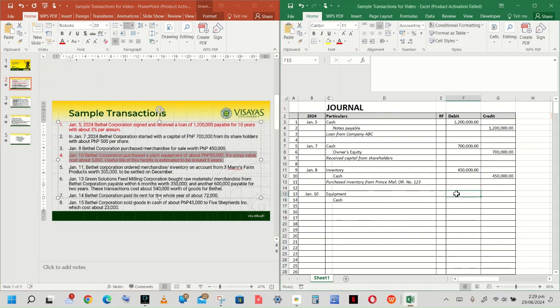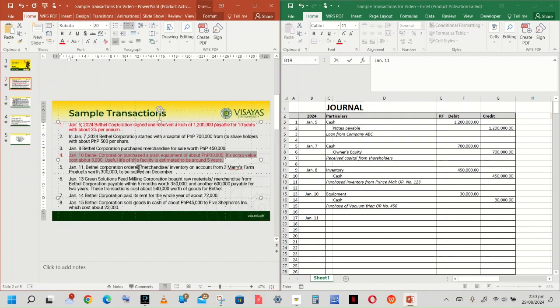So, equipment will be increased by how much? 30,000 pesos. And your cash will be decreased by 30,000 pesos. Okay, nasobrahan ng zero. That is the purchase of, let's say, vacuum fryer. Mura ng vacuum fryer mo, 30,000 pesos lang. Okay? Lagyan mo ng OR number ang iyong source document. OR number 456.